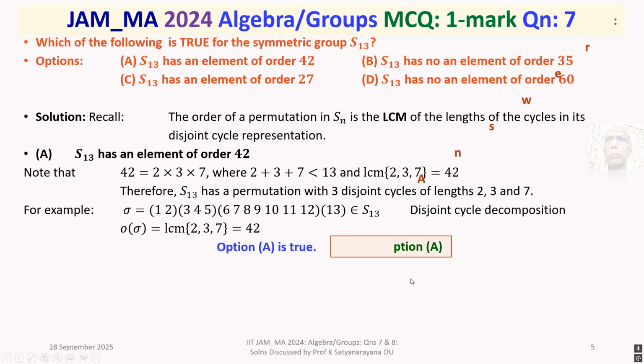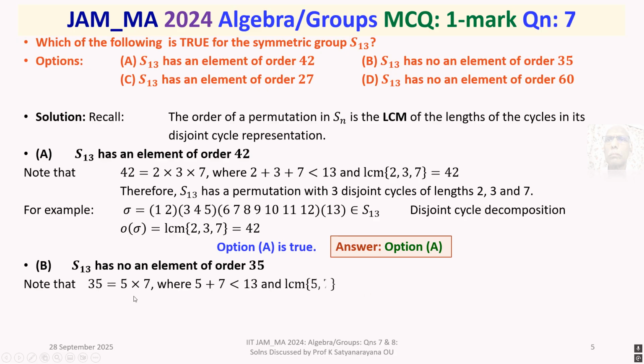And that is the detailed discussion of the solution of this problem. I will explain the remaining options also. Let us take option B. S13 has no element of order 35. In a similar fashion, we write 35 as a factorization 5 into 7. 5 plus 7 plus 1 is 13. 5 plus 7 is less than 13, and the LCM of 5 and 7 is 35. Definitely S13 has a permutation with two disjoint cycles of lengths 5 and 7.